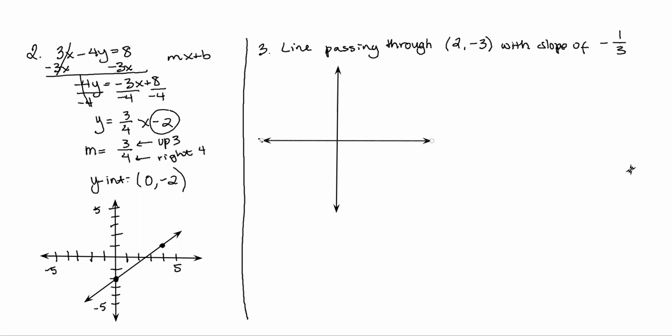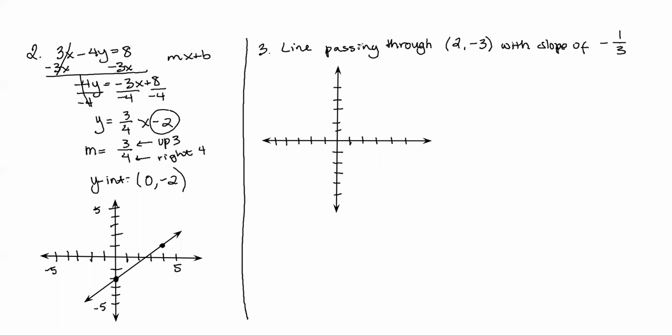All right, and then we want to put our tick marks on here. So we got 1, 2, 3, 4, 5. Getting a little uneven, but that's okay.